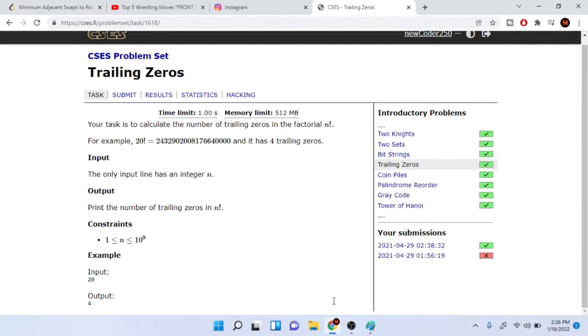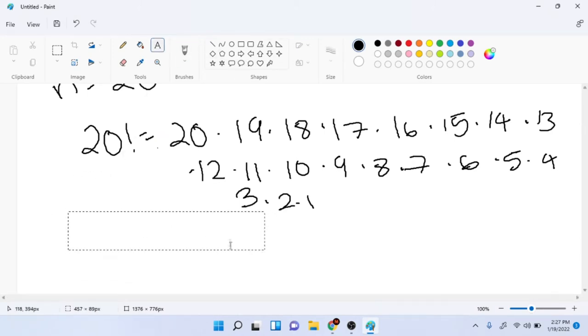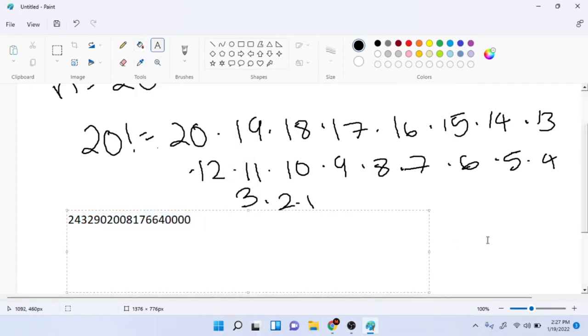So essentially what they're doing is dividing by 10 over and over again. If you have 0, 0, 0, 0, that's like 10 to the 4th. Maybe I should list out this number, just to help you see what I'm talking about. I'll paste it here. So this number has 4 trailing zeros at the end.